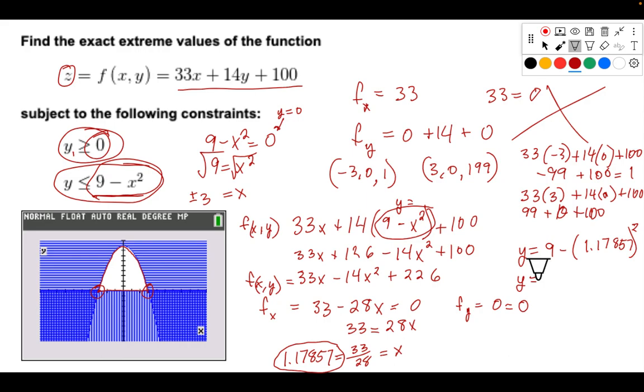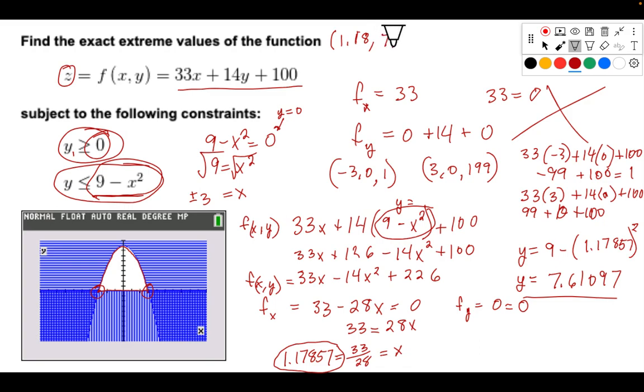1.17857 squared. We get 1.38902, and then we subtract that from 9, and we get 7.61097. Write out as many decimals as you need. As I was doing this last night, I looked at the answers. They put all these decimals. I don't know why. So far we've got this point of 1.1. Let's round it: 1.18.